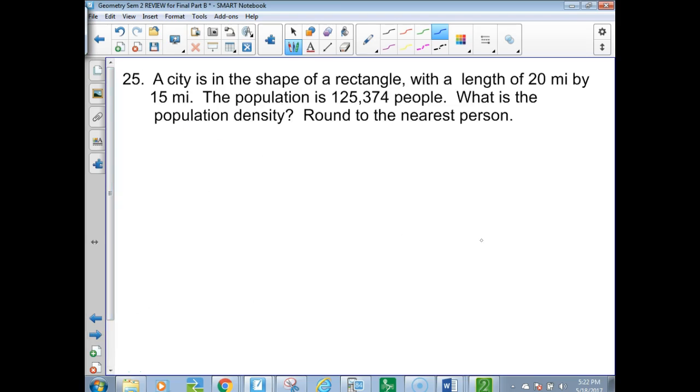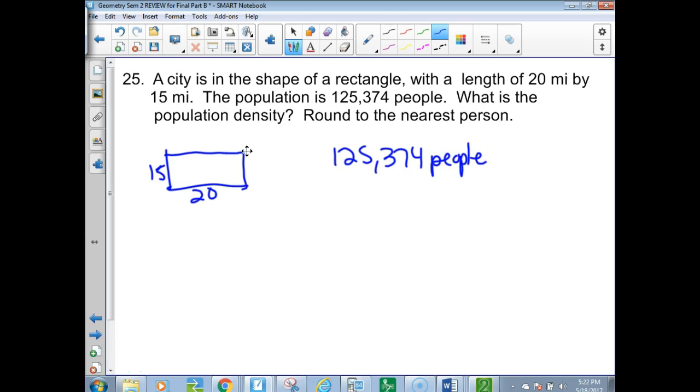A city is in the shape of a rectangle with a length of 20 miles by 15 miles. All right, 20 miles, 15 miles, not necessarily to scale. The population's 225,374 people. We're going to divide that by the area to get the population density. The area of this would be 20 times 15. That gives us 300. So I'm going to take the number of people and divide it by 300 square miles.